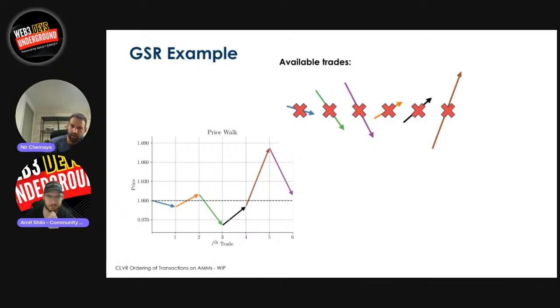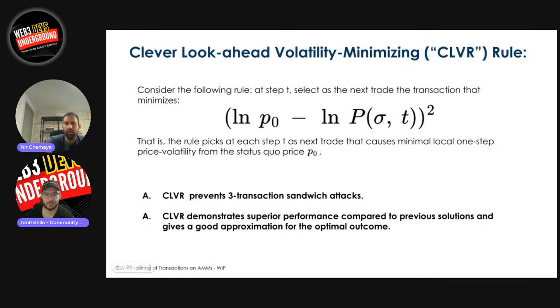They do not have in mind reducing price volatility, but you can see that as a second kind of benefit; it also gives a relatively good price volatility. Now let's go to Clever.